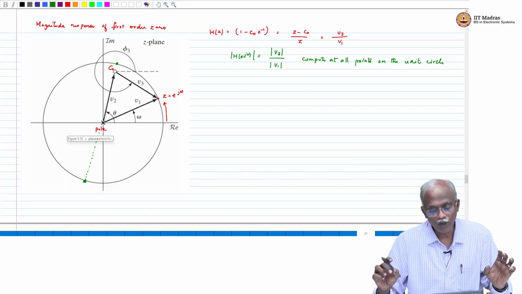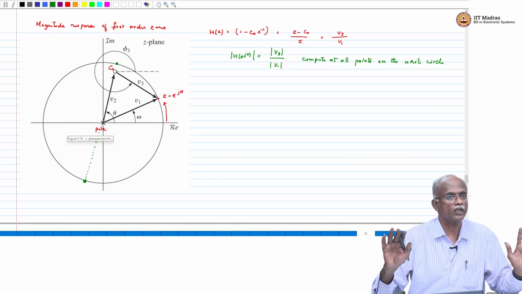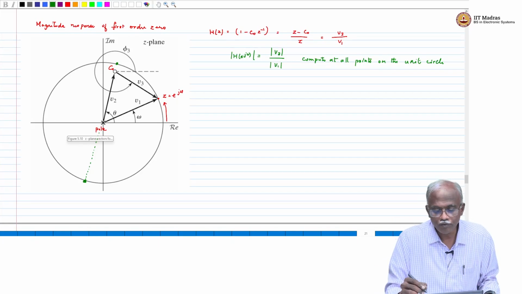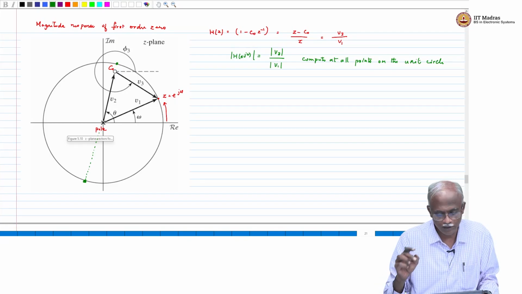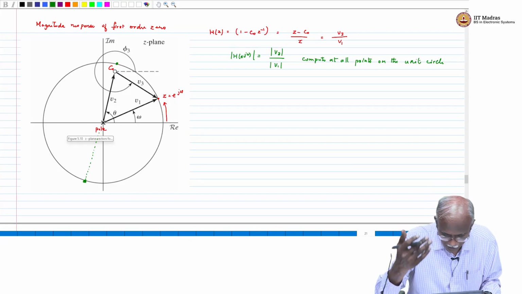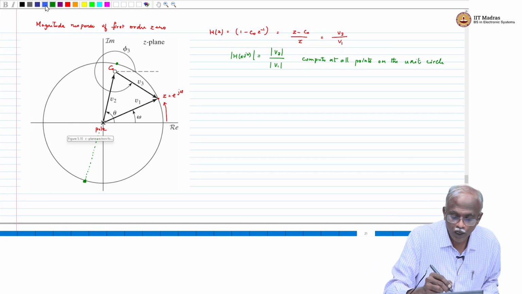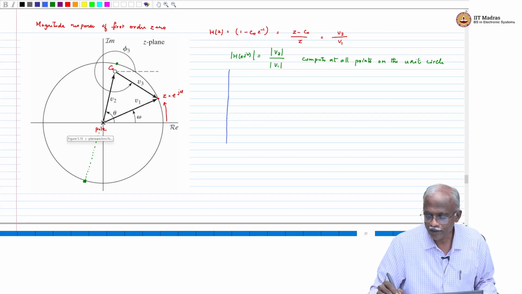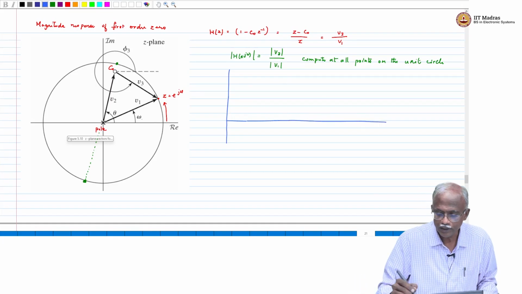What is the denominator contributing for you? Always equal to 1. So therefore the denominator is really not giving you any contribution to your magnitude response. All of the behavior is coming from the ratio of v3 by v1. v3 is the one that is varying. So now we can start to sketch what will be the variation that we will see as we go from 0 all the way to 2 pi.